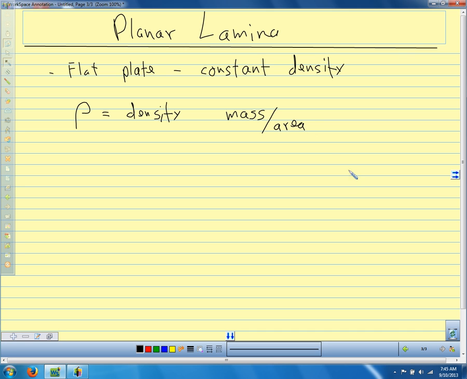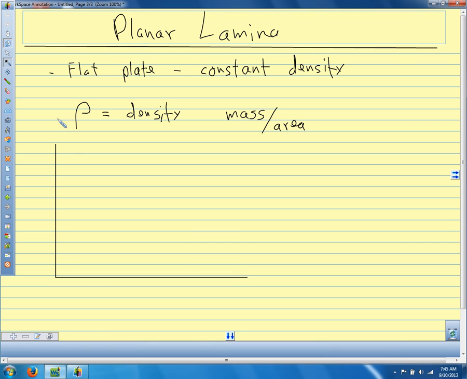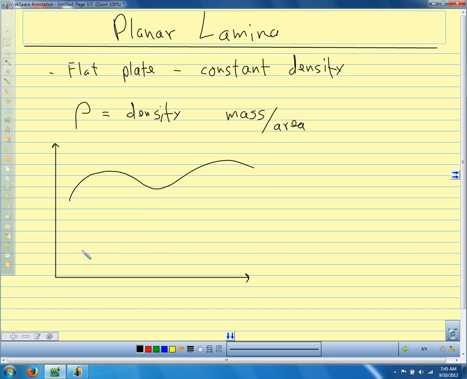So what we want to do for a planar lamina, what we're normally going to have, is some area between two curves. So there are curves, and we'll call this one F, and the other one, the lower one, G. And we want to find the center of mass of this area between x equals A and x equals B.